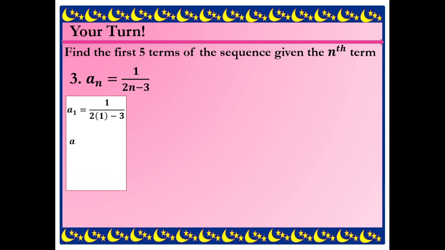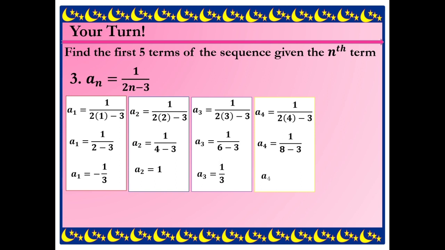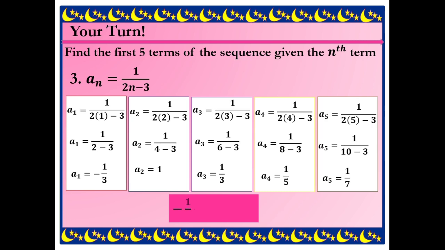The answer for the first term, a sub 1, where n is equal to 1, final answer is negative 1 over 3. For the second term, where n is equal to 2, we have positive 1. For the third term, where n is equal to 3, 1/3. For the fourth term, where n is equal to 4, a sub 4 now is equal to 1 over 5. And a sub 5 for the fifth term, where n is equal to 5, we have final answer 1 over 7. So, from the given nth term, we have negative 1 over 3, 1, 1/3, 1 over 5, and 1 over 7.